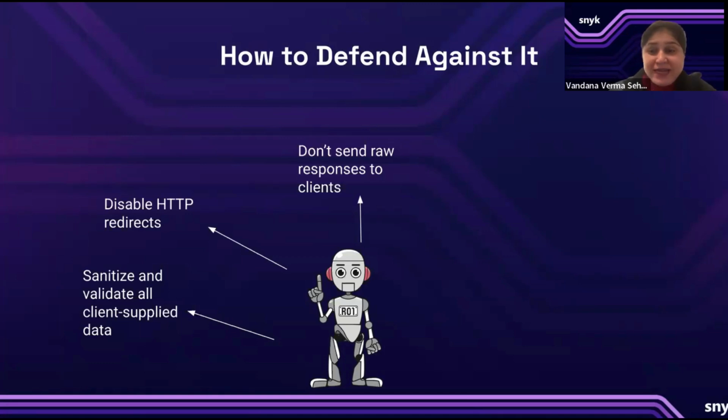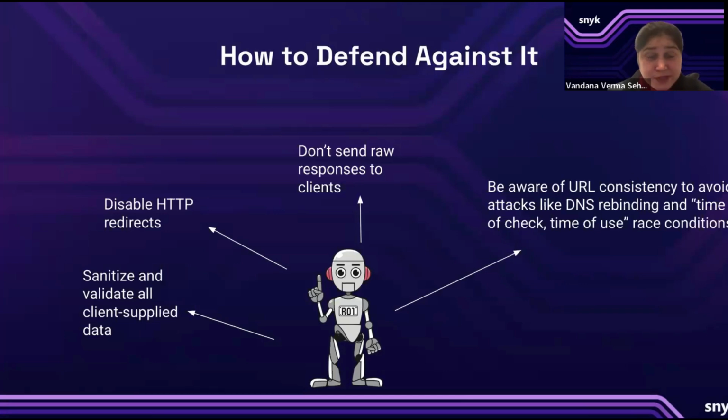And do not send any raw responses to the clients. You have to properly validate and then send all those responses, whatever is going back to the user. Treat them as unknown. Even though it's our CEO, we have to make sure we vet it out. And be aware of URL consistency, because we want to make sure we are not getting into any kind of time-of-check time-of-use issues or any kind of race condition issues. So that's something which is very, very important.